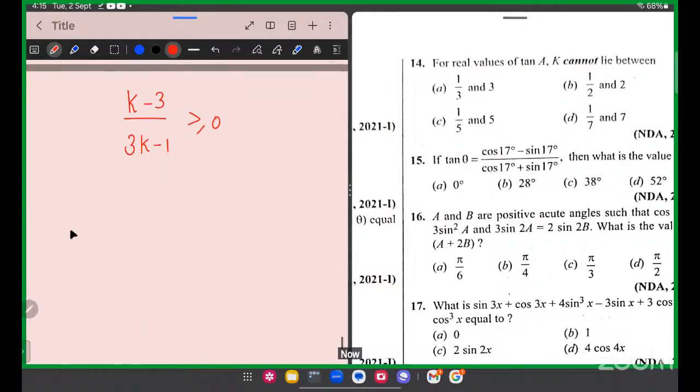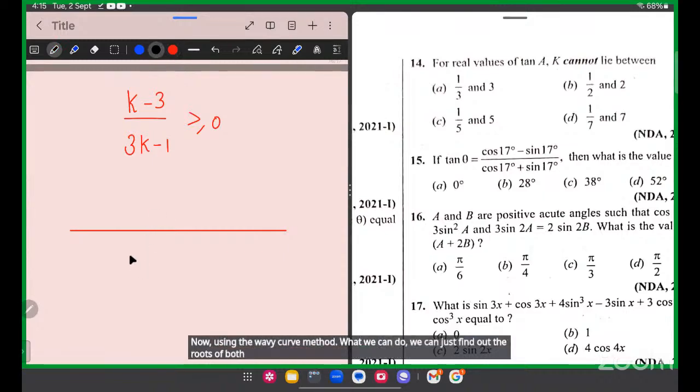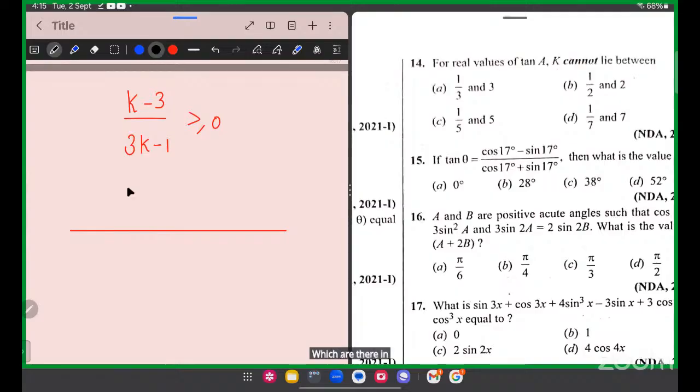Now, using the wavy curve method, we can find the roots of both the expressions in the numerator and denominator. We have got 1 by 3 here and 3 here, plus, minus, and plus. Since at 1 by 3 the denominator becomes 0, it has to be an open interval. Here it should be a closed interval.